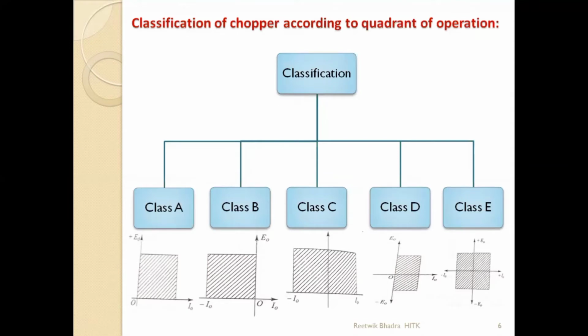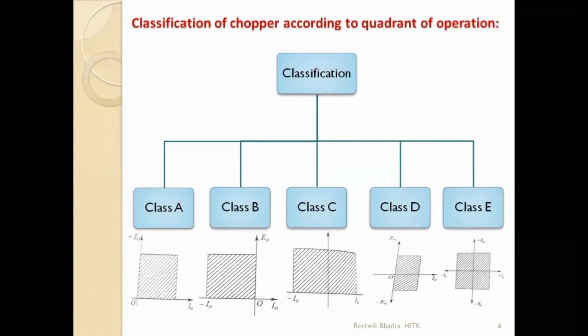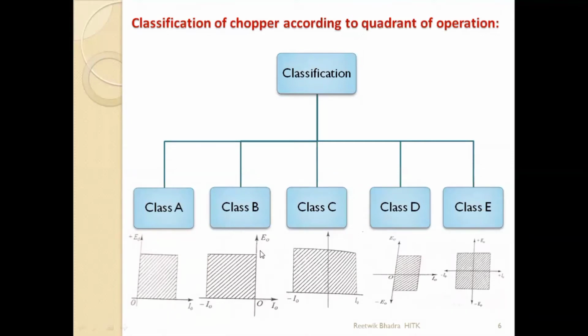Now, classification according to quadrant of operation. We have 5 classes of chopper that we have to study: class A, B, C, D, E. Class A is your first quadrant chopper. So I have drawn over here only your first quadrant, positive current, positive voltage. Class B is your second quadrant chopper. So this is your second quadrant.